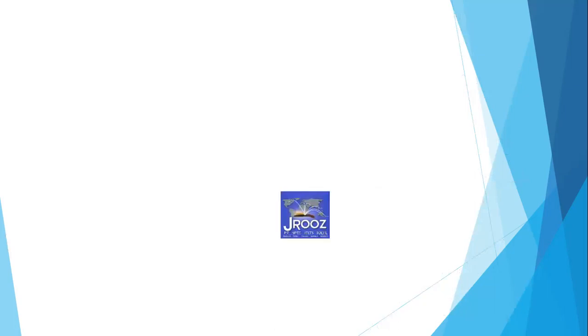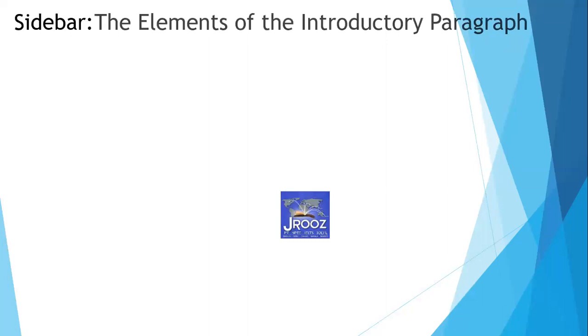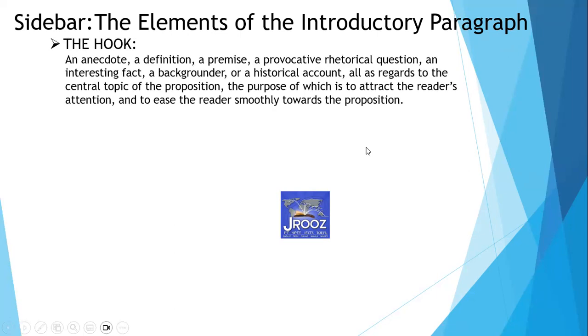Okay. I don't think we should go to the point by point anymore. Oh, sidebar. What's the sidebar? The elements of an introductory paragraph. So again, guys, you can see this in video 19. The hook: an anecdote, a definition, a premise, a provocative rhetorical question, an interesting fact, a backgrounder, or a historical account, all as regards the central topic of the proposition, the purpose of which is to attract the reader's attention and to ease the reader smoothly towards the proposition.